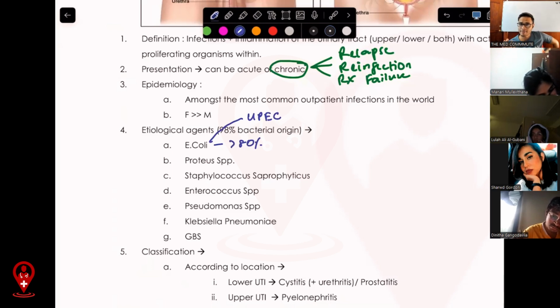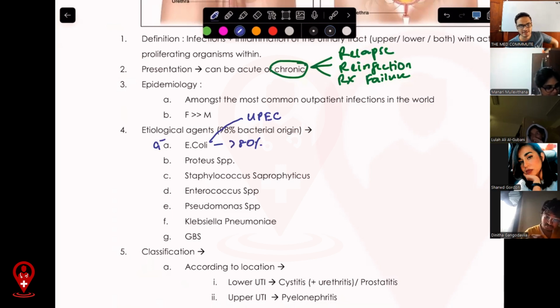Then we have this. E. coli is what? Gram positive or gram negative? Come on. E. coli? Gram negative. Gram negative, right? If there is anyone who doesn't know this, you all have learned this in school.